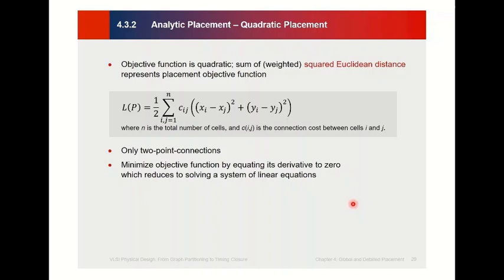So how do we do that? Okay, so we have this objective function. So differentiate, partial differentiation, and equate the partial differentiation to 0. With that, we can find the proper locations for all 4 cells in this example.